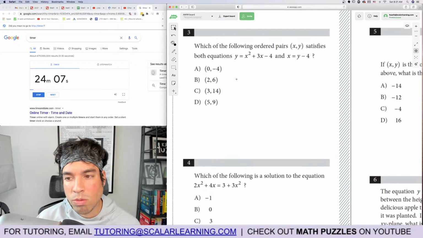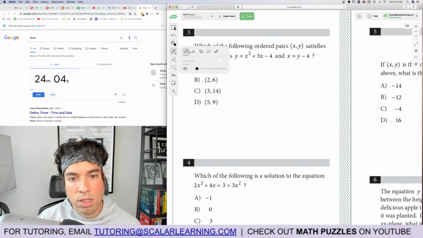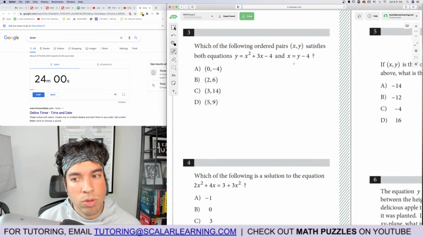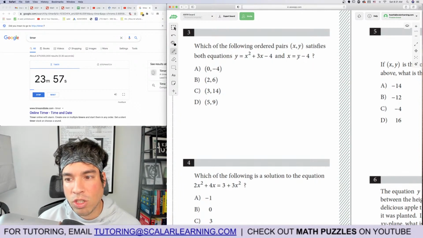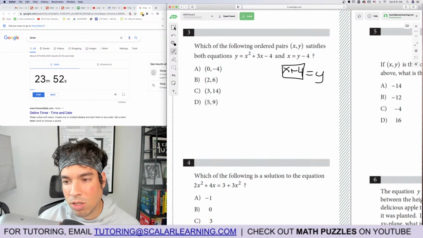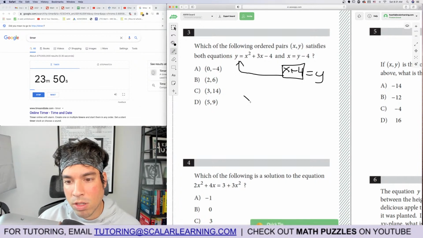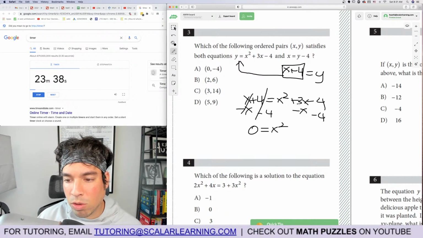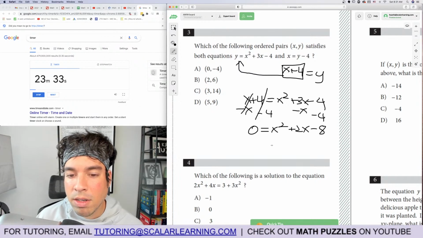Which of the following ordered pairs satisfies both equations? This is a system of equations, and it is perfect for a little substitution. I'm going to add 4 to this side and make it x + 4 = y. That's going to be easier. Now I'm going to substitute this in for y. So now I got x + 4 = x² + 3x - 4, zero product rule. Let's subtract x from both sides. Boom. Let's subtract 4 from both sides. Boom. I got 0 = x² + 2x - 8, since 3x plus negative x is 2x, and negative 4 and negative 4 make negative 8.